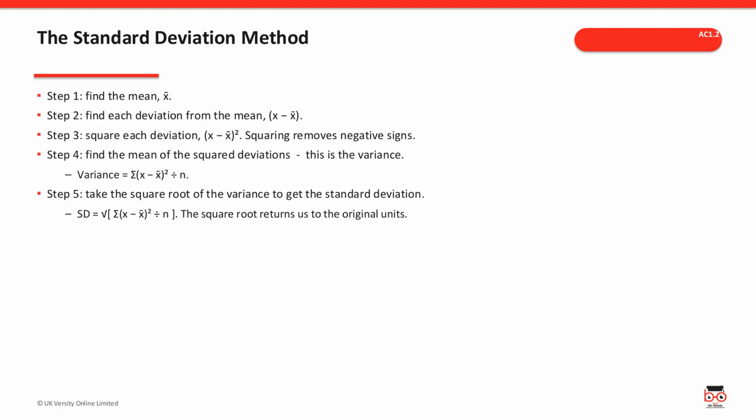Step 4, average those squared deviations, and that average is called the variance. The sum of (x minus x bar) squared, divided by n. Step 5, take the square root of the variance, and that's your standard deviation. The square root is what brings you back to the original units.